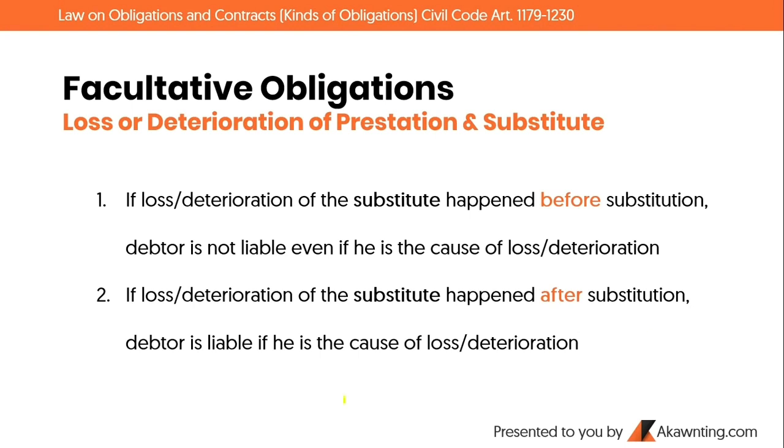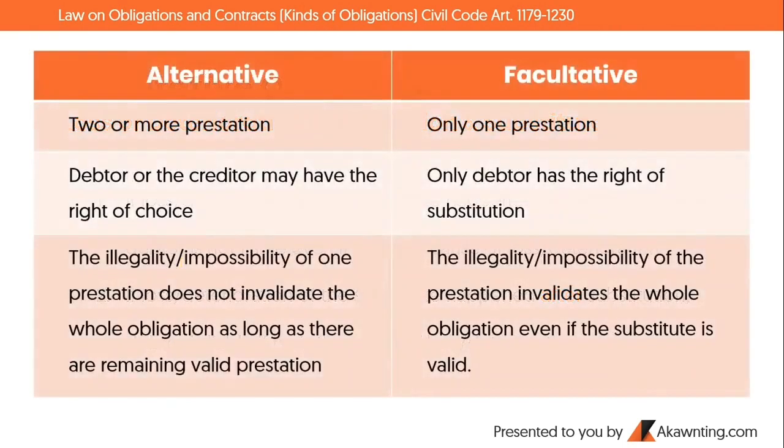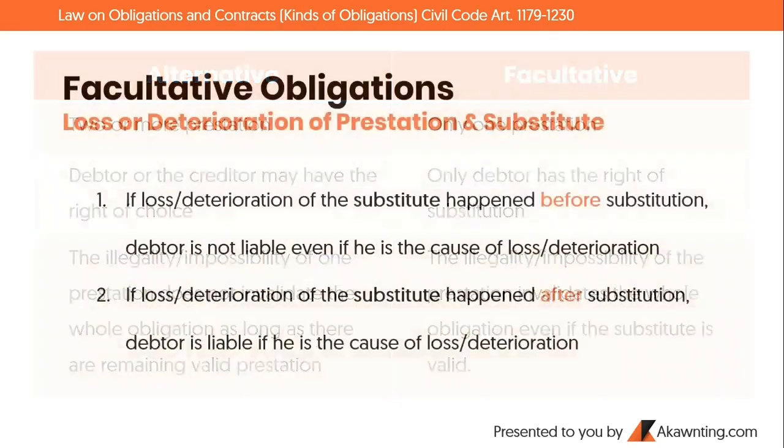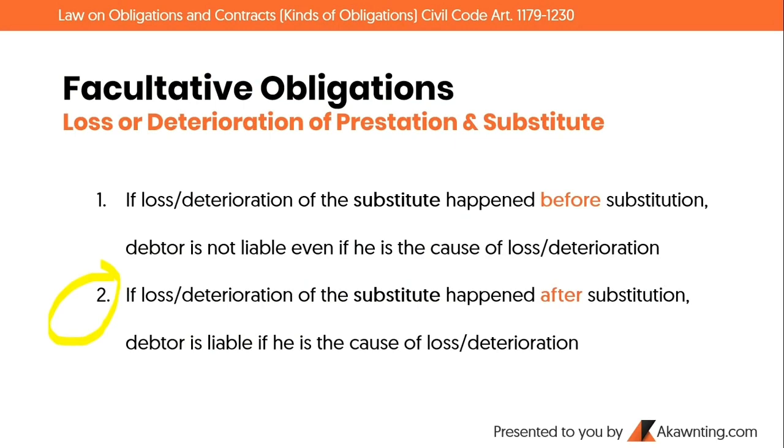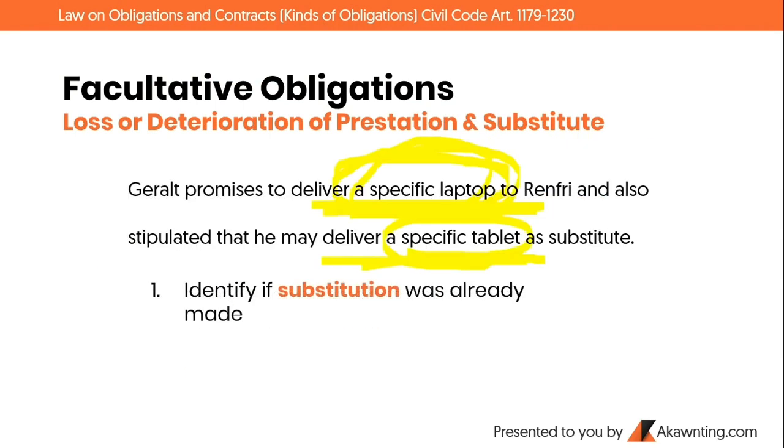Pero once na nangyari na yung substitution, siya na ang magiging bagong principal prestation. So in this case, ano man ang mangyari dun sa substitute, meron ng effect dun sa ating obligation. So if ever nawala ito via debtor's fault, magbabayad si debtor ng damages. Mukhang kailangan nating magbigay dito ng example. Okay, so balik tayo dito.